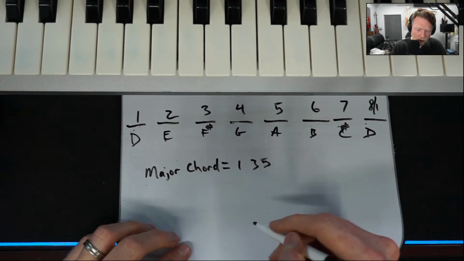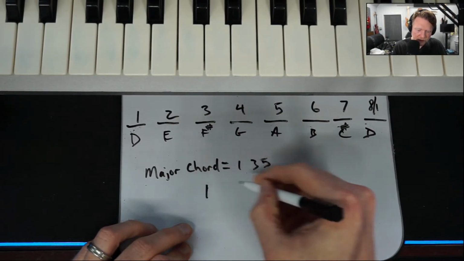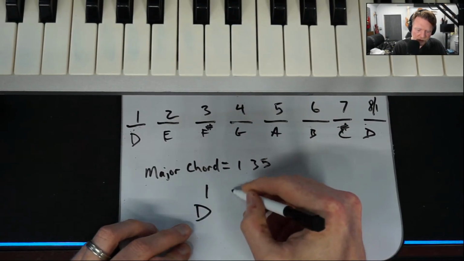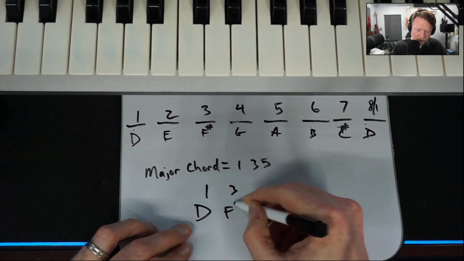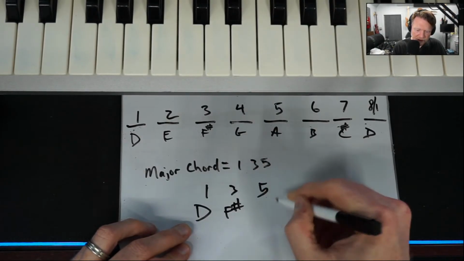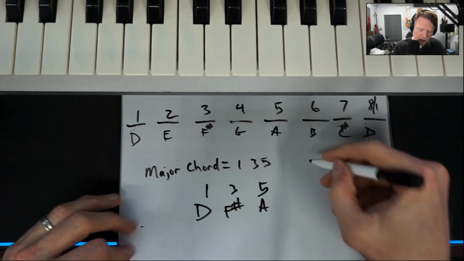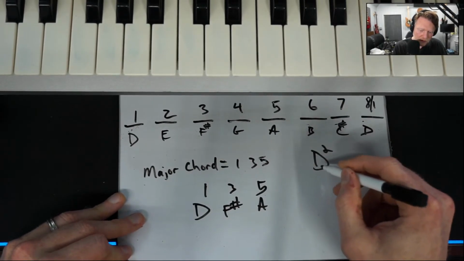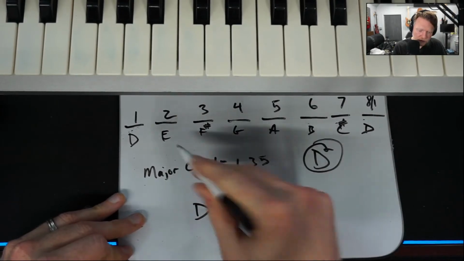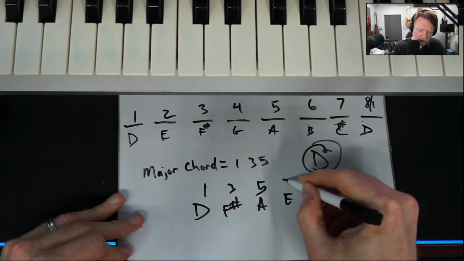So the D chord is going to be our 1 right here, which is D. Our 3 is going to be F sharp. Our 5 is going to be A. And then if we were playing a D second chord, then the 2 we would add is an E note here.